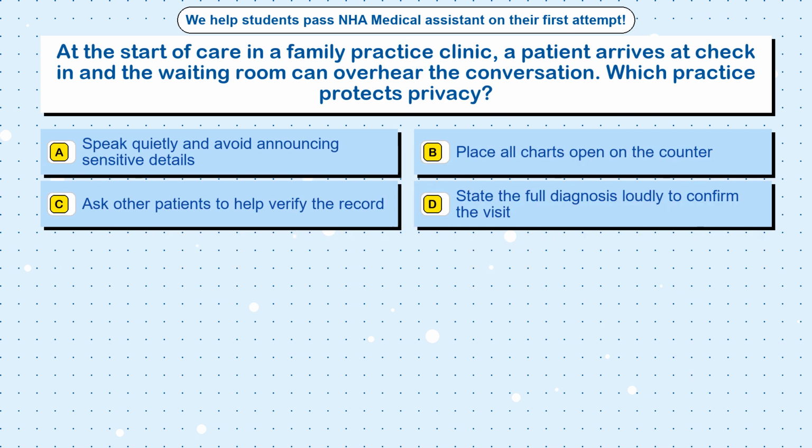At the start of care in a family practice clinic, a patient arrives at check-in and the waiting room can overhear the conversation. Which practice protects privacy? Option A. Speak quietly and avoid announcing sensitive details. Option B. Place all charts open on the counter. Option C. Ask other patients to help verify the record. Option D. State the full diagnosis loudly to confirm the visit.